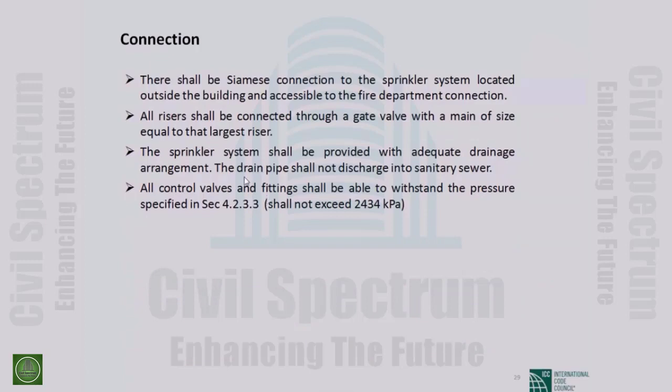So your hydrogen system should be connected from something. There shall be a connection to the sprinkler system in a building. All risers shall be connected through a gate valve with a main of size equal to the largest riser. The sprinkler system shall be provided with adequate drainage arrangement. The drainage pipe shall not discharge into the sanitary sewer. All control valves and fittings shall be able to withstand the maximum pressure for which you design your system.